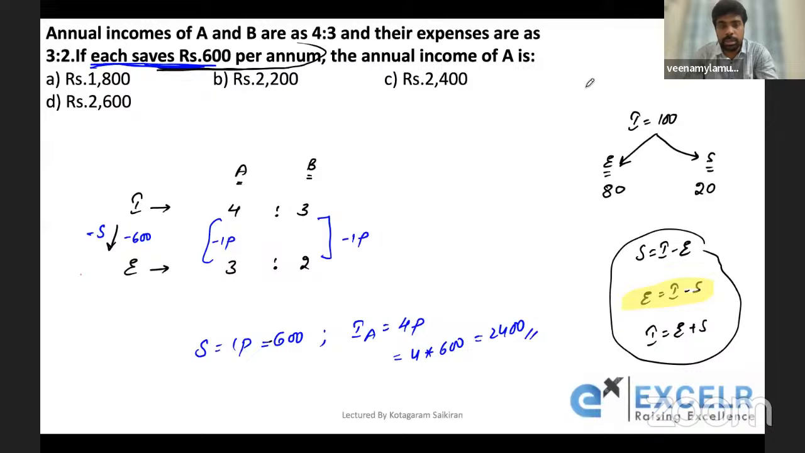He gave you that 4 here. That's it. Minus 1: 4 minus 3 is one part. Income minus expenditure is nothing but savings. That's it.